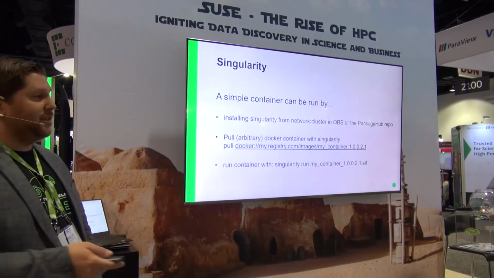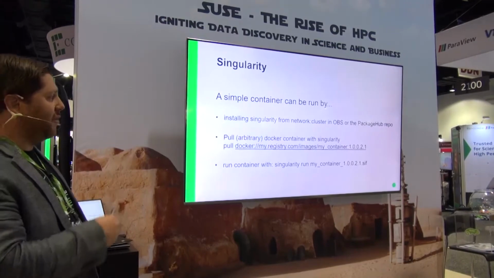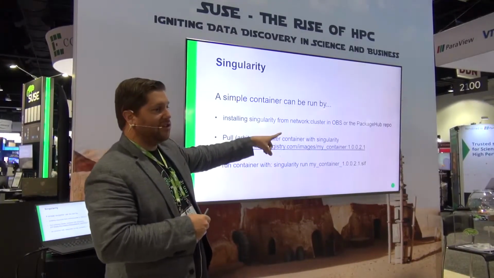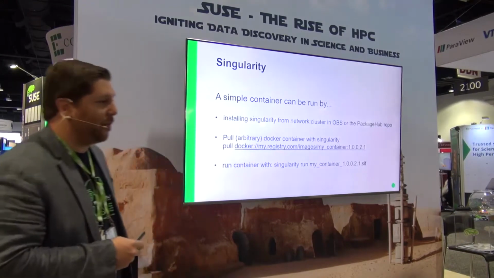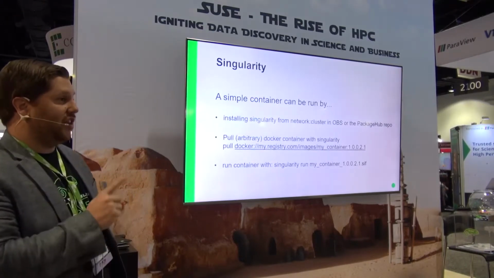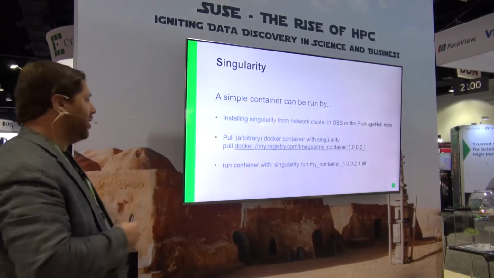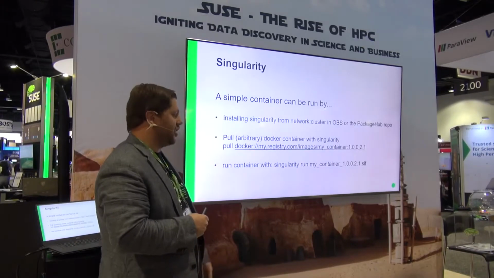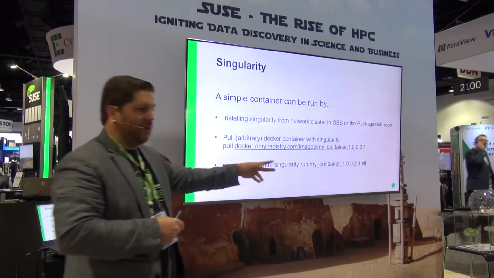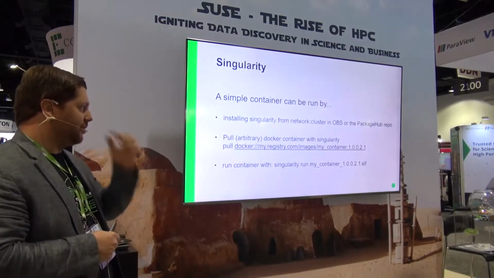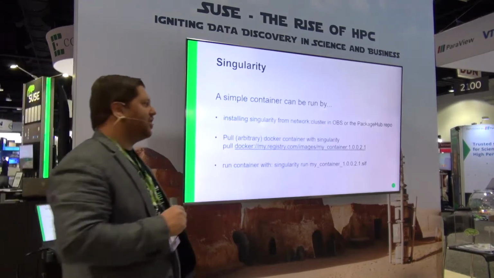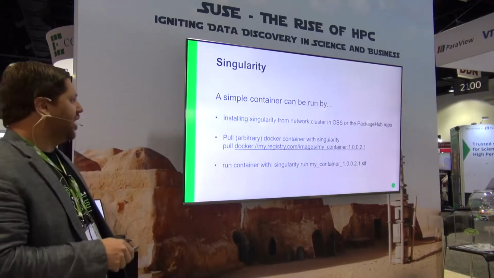These are basically the steps. You can get and install Singularity from either the Open Build Service, if you're familiar with it, or you can add the Package Hub repository to your operating system and get Singularity that way. Once you have that installed, in my case I'm just pulling a generic container, and then you just run it with the command singularity run my container, and that's basically it. Quite simple. There's no change that you need to make to your existing container.